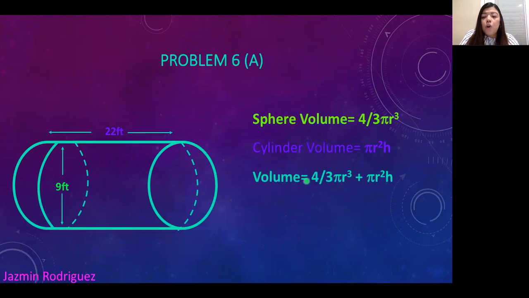And then we'll go ahead and combine these two, correct? So we'll do 4/3 pi r cubed plus pi r squared times height, and we'll combine those together, and that's going to give us our total volume of this figure. And we get that the volume is equal to 1,781 feet cubed.